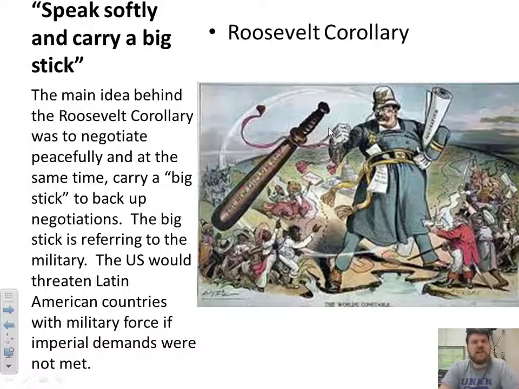Speak softly and carry a big stick. This was sort of the famous saying of Teddy Roosevelt, and it kind of sums up the policy of the Roosevelt Corollary nicely. Essentially, we will use diplomacy, we will use our words to sort of get what we want, but if we have to, we will use this big stick. We will use essentially the military. We will use our Navy to enforce these policies.